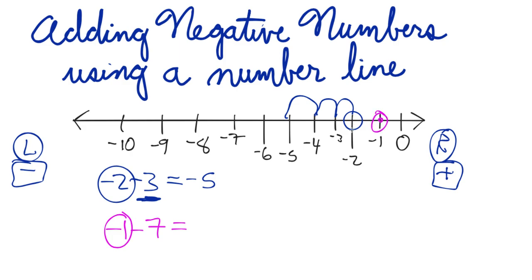And I'm going to go 7 to the left. So I'm going to go this kind of beneath way. I'm going to go 1, 2, 3, 4, 5, 6, 7. Okay, we land at negative 8, so that must be our answer. So negative 1 minus 7 is negative 8.